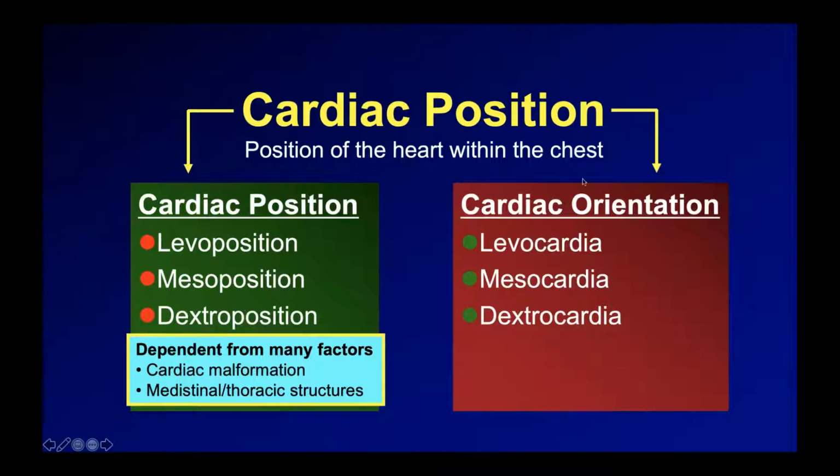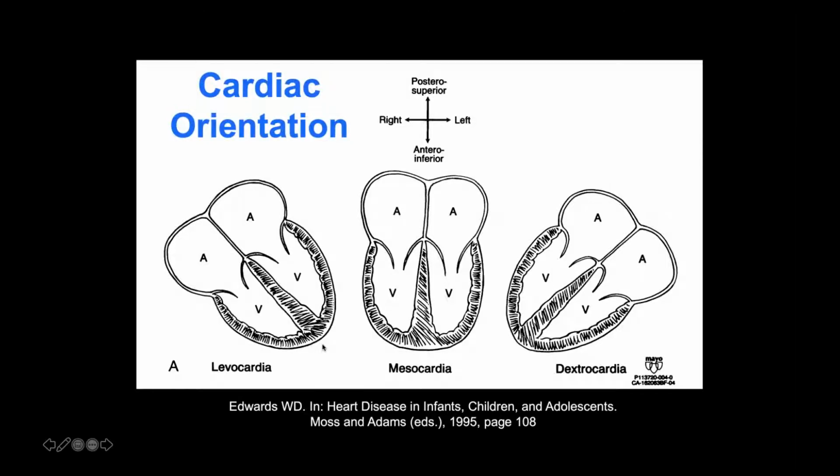In contrast to cardiac orientation, that's a different term. Cardiac orientation includes levocardia, mesocardia, or dextrocardia. And what's the definition of cardiac orientation? Cardiac orientation describes the axis between the base and the apex of the heart.